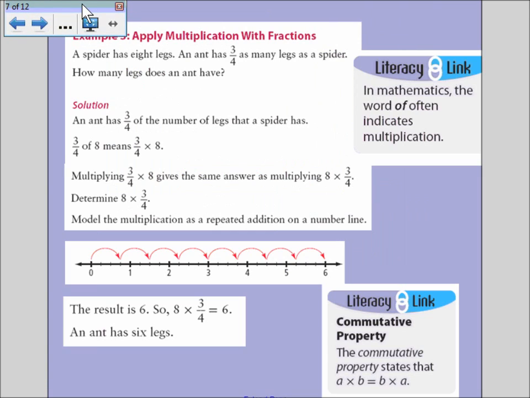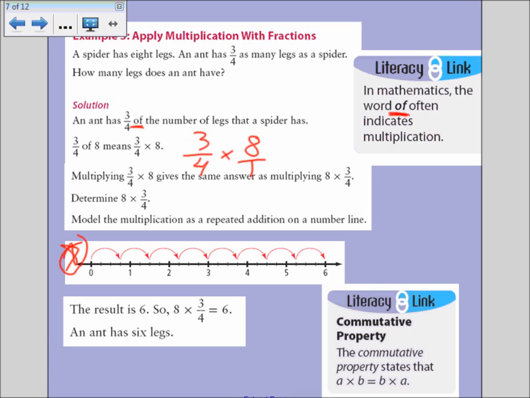Apply multiplication with fractions. A spider has 8 legs. An ant has 3/4 as many legs as a spider. How many legs does an ant have? So in math, the word of often indicates multiplication. So when we say an ant has 3/4 of the number of legs that a spider has, that means 3/4 of 8. And 8, of course, can always be represented as 8 over 1.